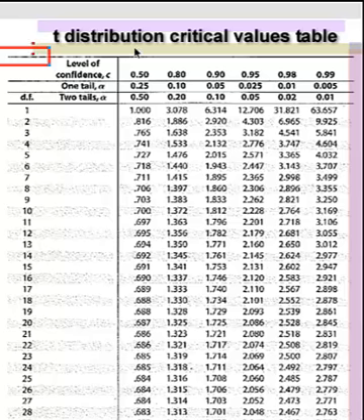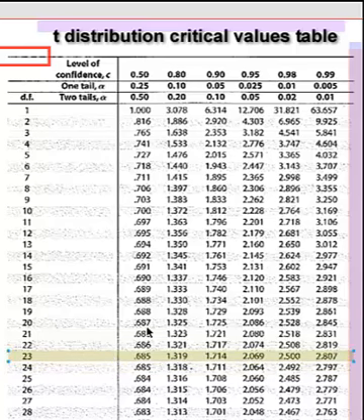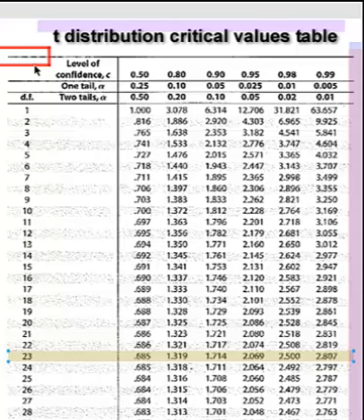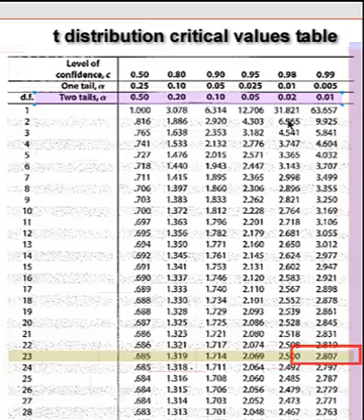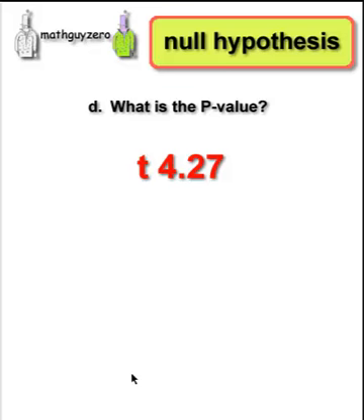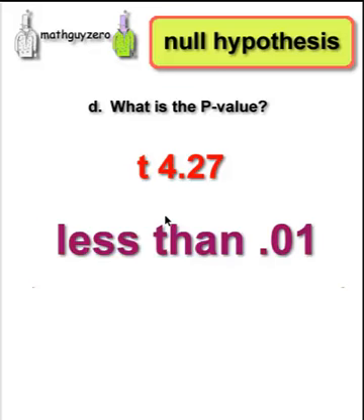All right, to use a t-table, you need the degrees of freedom. So we had 24 minus 1, 23. So we're trying to figure out where 4.27 would fit on this row. And it's going to be way off the scale here. So it's going to be much, much less than 0.01. It's going to be way over here somewhere. So when it's that far off, we just say that it's less than 0.01.